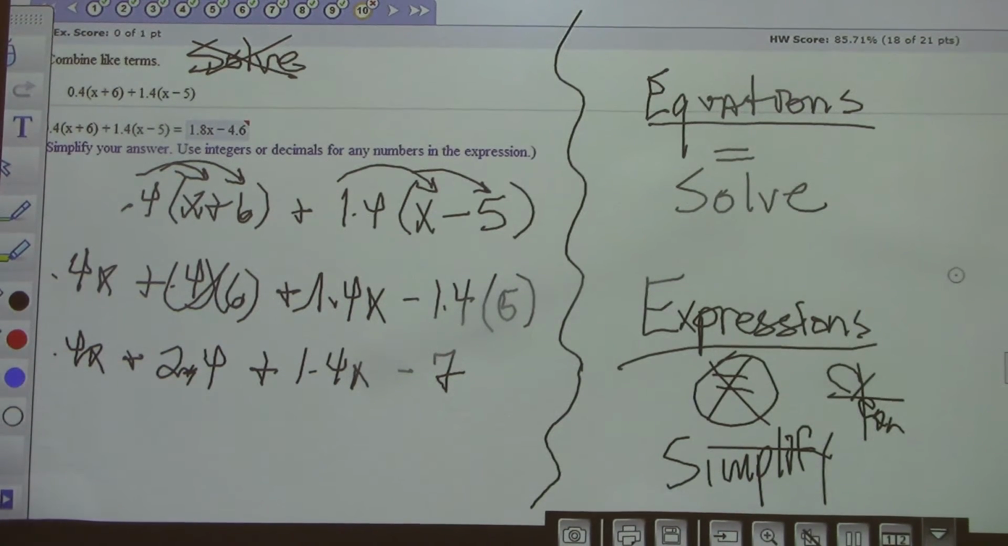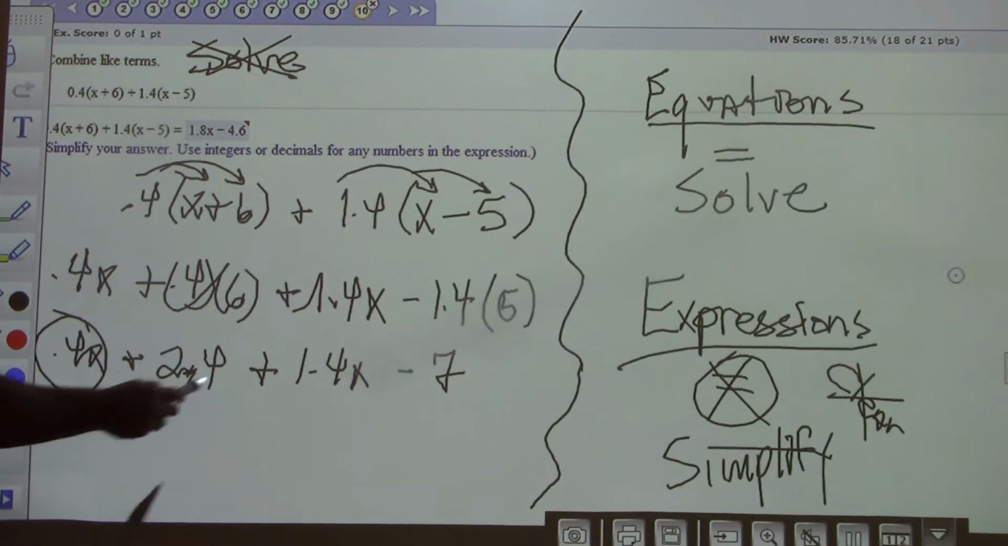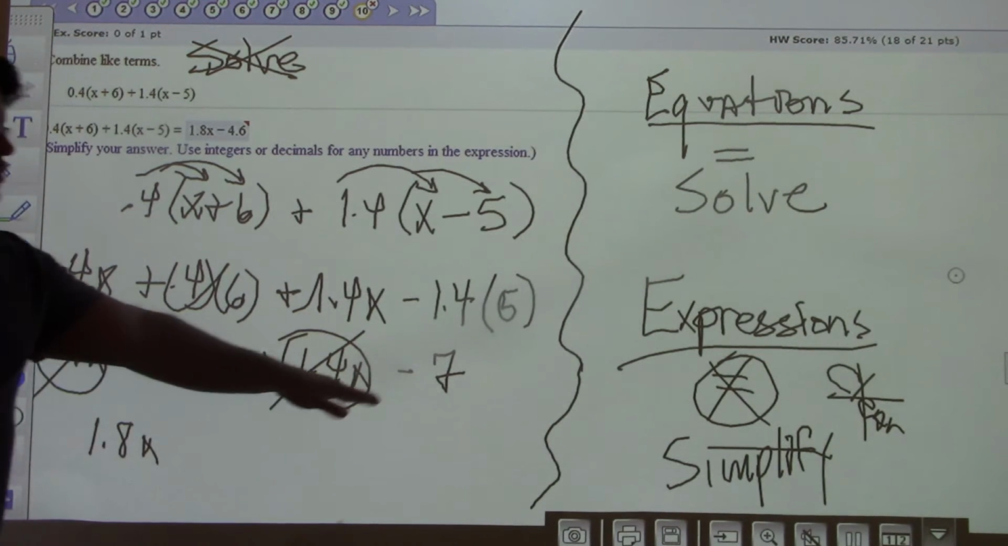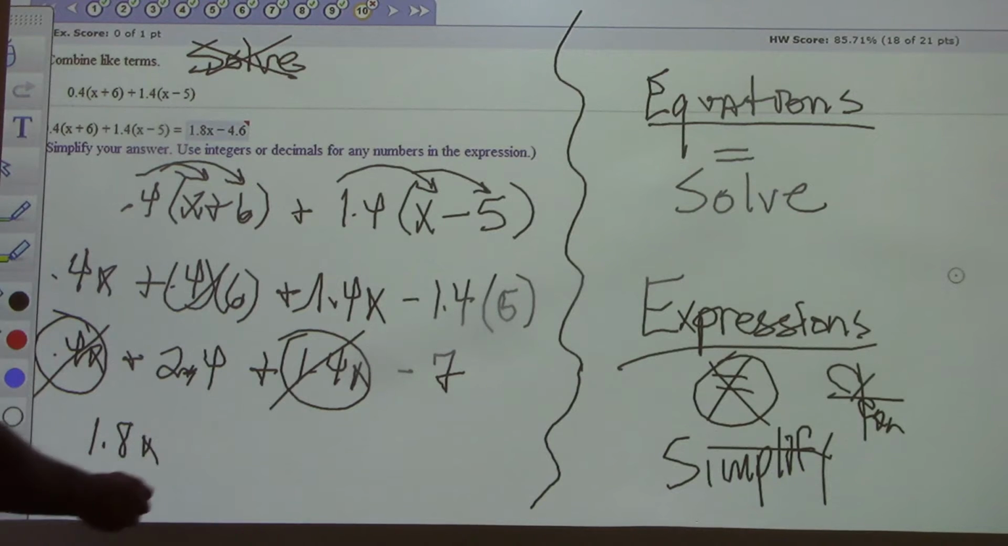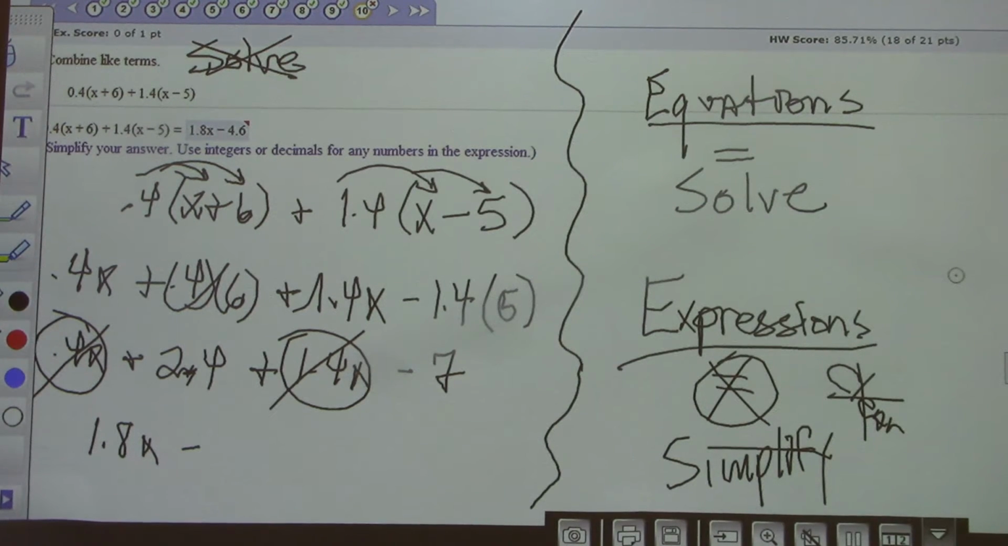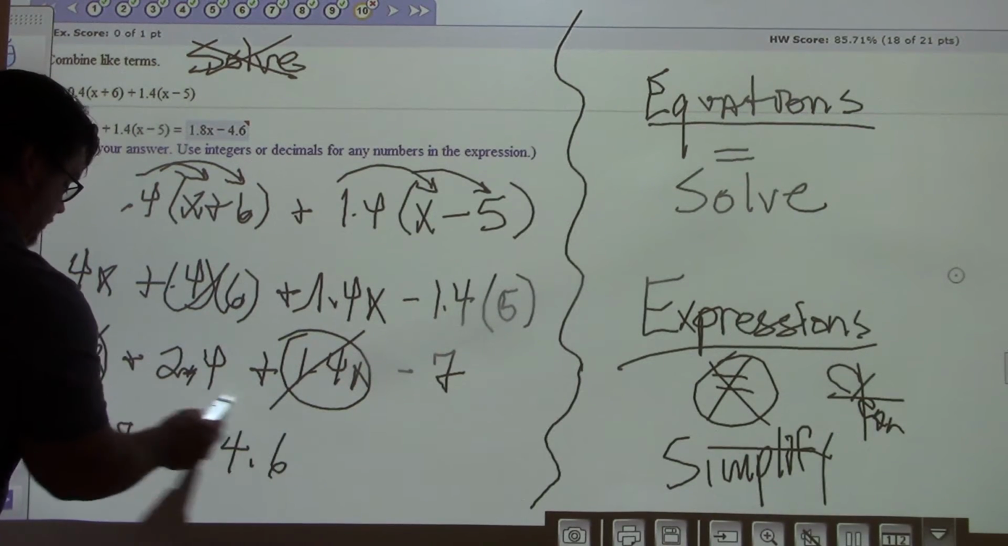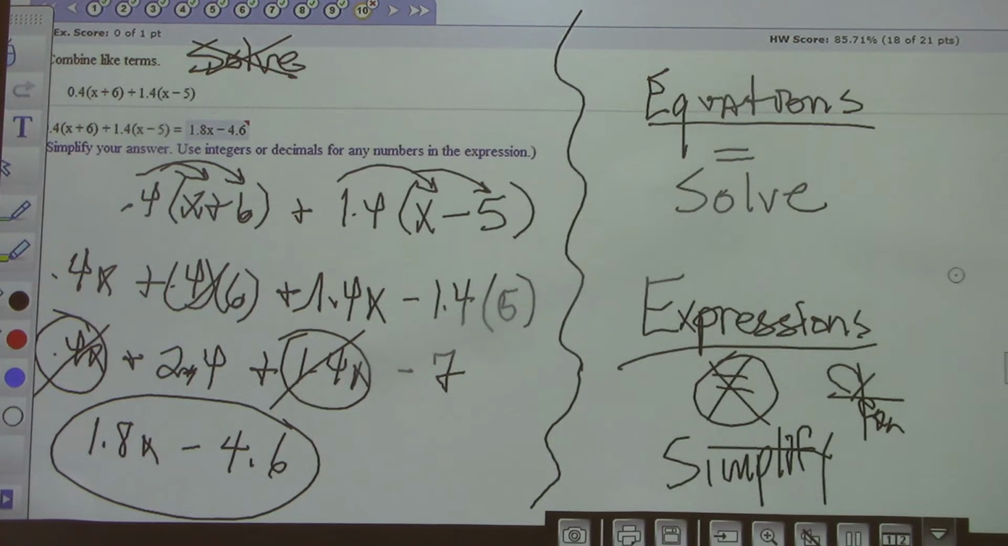Now, what can we add together? Well, you got 40 cents here, and you got $1.40 here. So, what do you do if you have 40 cents and $1.40? $1.80. That's 2.4, so that's $2.40. You have $2.40. You owe $7. You owe what? $4.60? Somebody help me out there. Y'all check me on that. That should be an answer.